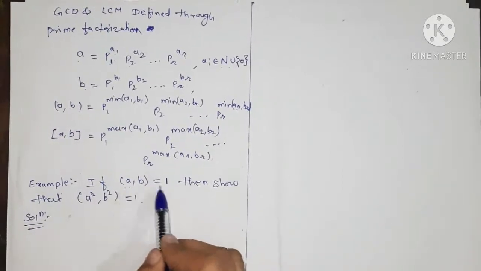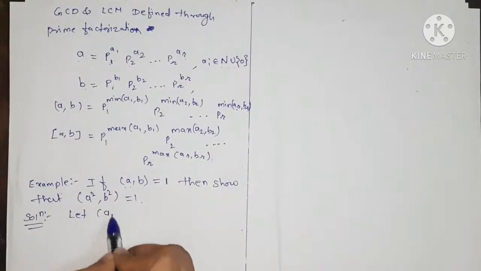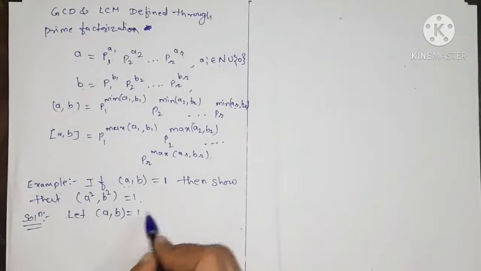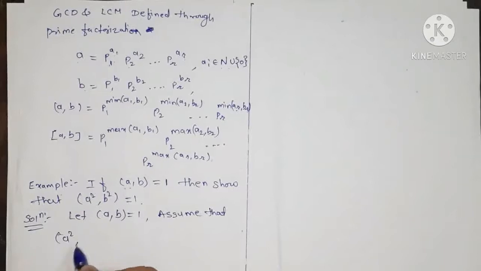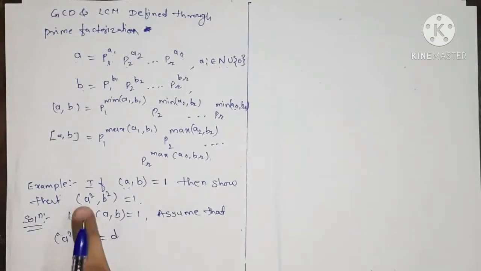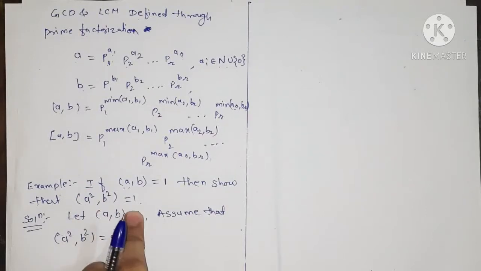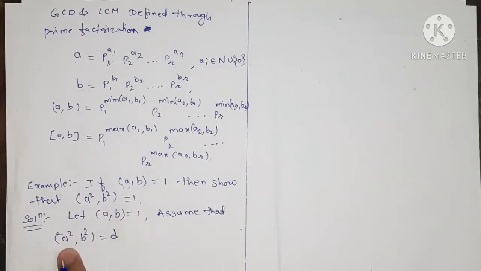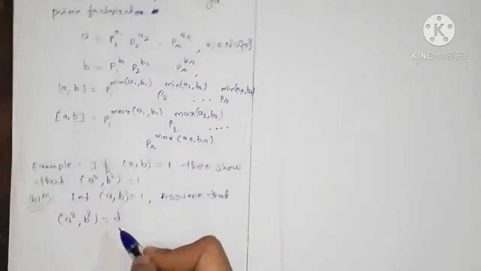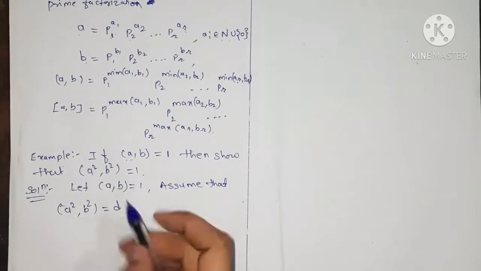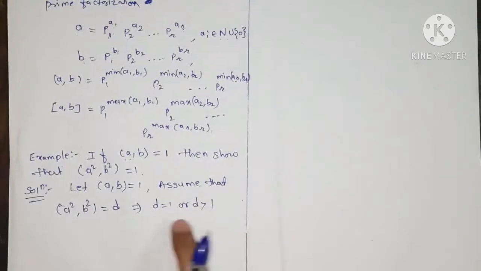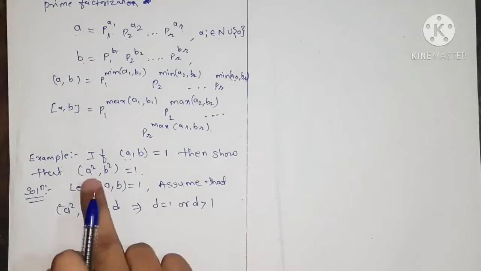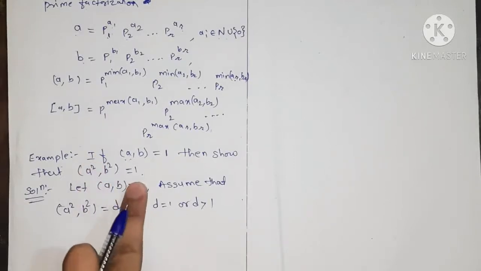We are given that the GCD of a comma b is equal to 1. Now we assume that the GCD of a square comma b square is equal to d. We have to show that the GCD of a square comma b square equals 1, but we suppose it equals d, and this d is either equal to 1 or d is greater than 1, right? If d is equal to 1, then we are done, because we require that the GCD of a square comma b square equals 1.